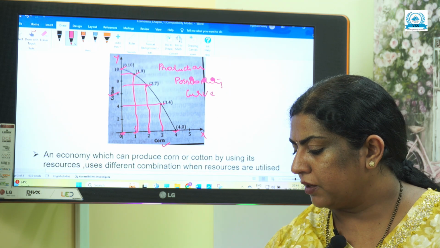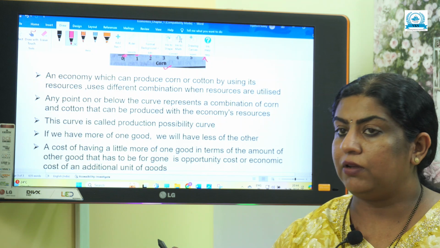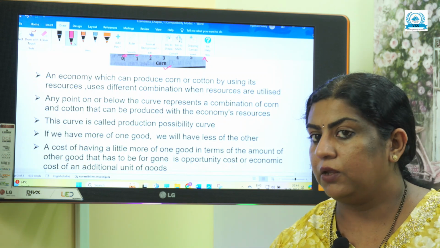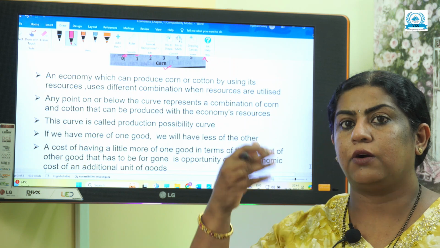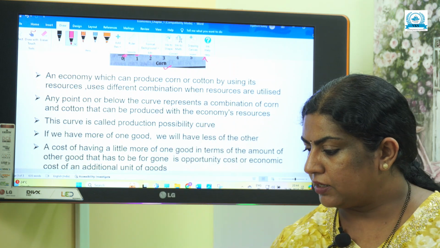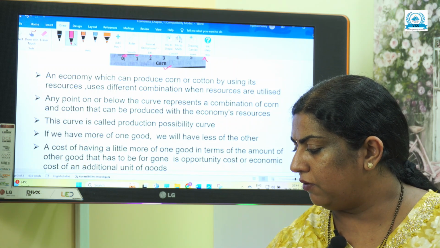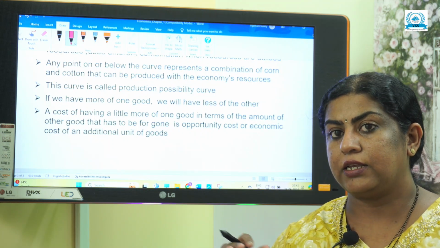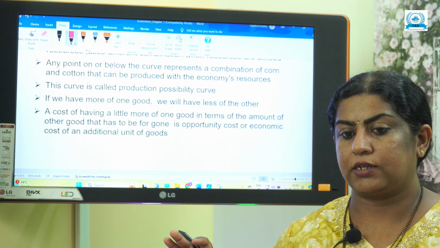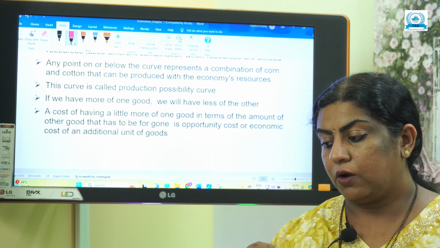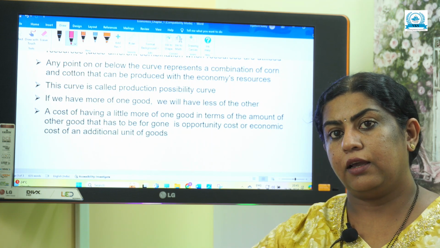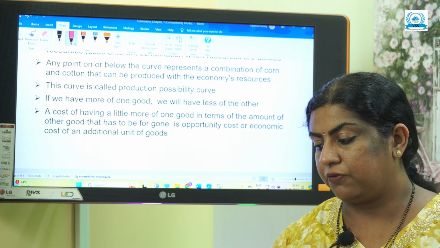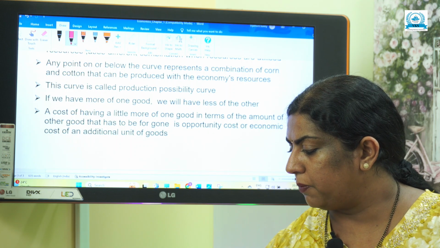Now let us see the next point. If we have more of one good, we will have less of another. Same thing we saw: if 1 unit of corn is produced, then 9 units of cotton. So if corn is less, cotton is more. If corn is more, cotton is less. That is how, if we have more of one good, we have less of the other. The cost of having a little more of one good, in terms of the amount of another good that has to be foregone, is the opportunity cost or economic cost of an additional unit. So having a little more of cotton and forgoing some amount of corn is called the opportunity cost or economic cost of an additional unit of good. So this is the production possibility curve.